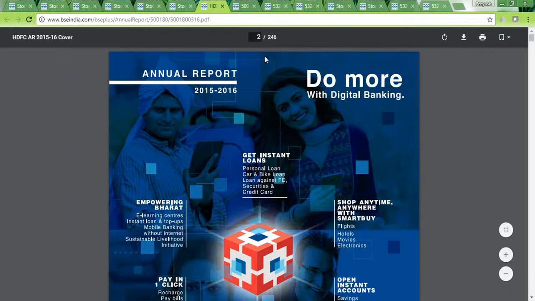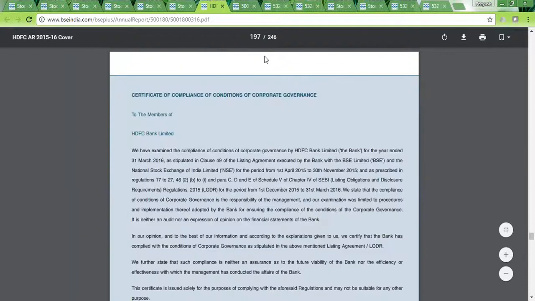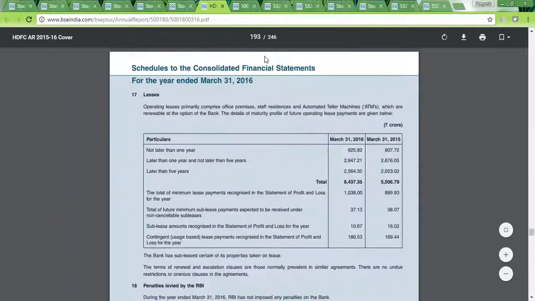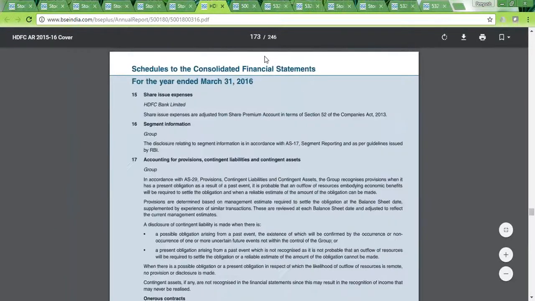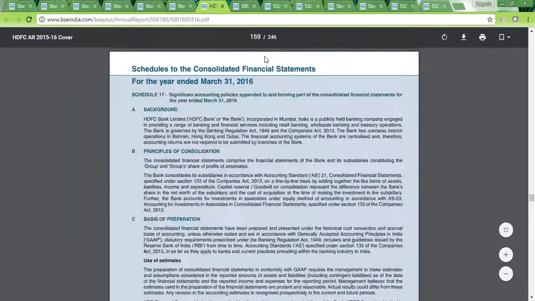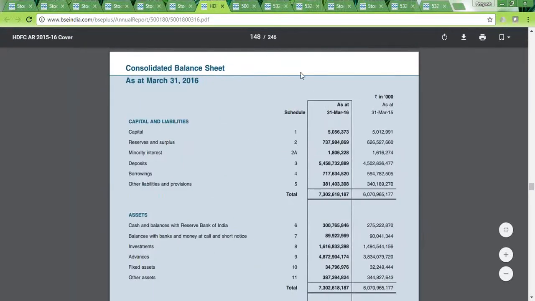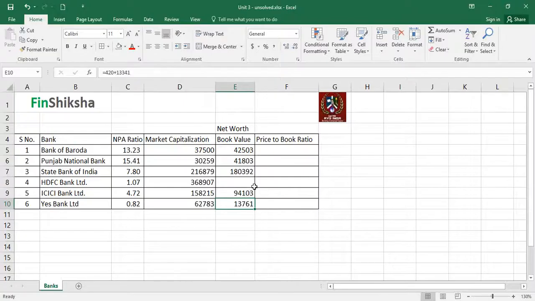We're probably going to look at page number 200 in this as well, somewhere around that. Let's see. So no, that doesn't have it. Slightly before that, schedules to the consolidated statements. And that is the consolidated statement. So capital and reserves and surplus. Share capital is 505 crore. Reserves and surplus is 73,798. So that's 73,798 plus 505 crore. That gives me the value.